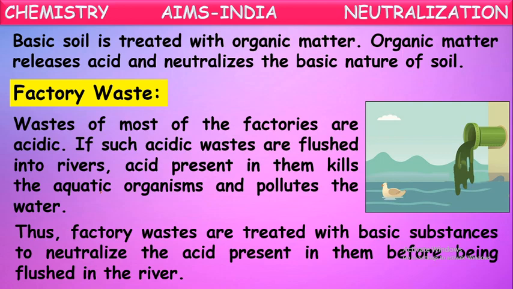This is to be done. If it is not done, what happens? This acidic waste will cause hazards to the aquatic animals. We say the animals which are living in water are called aquatic animals. Not only animals, even plants will be affected by this acidic wastewater. So that is why first they have to be treated with proper chemicals. If that water is acidic, then immediately it should be treated with certain bases to neutralize the acids present in the factory wastes. Okay, next one.